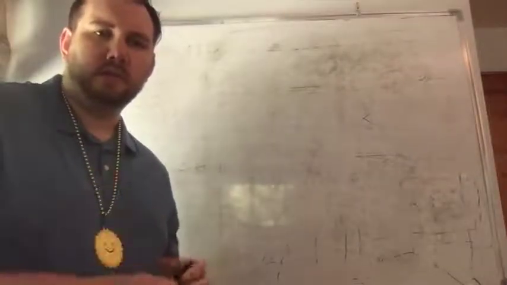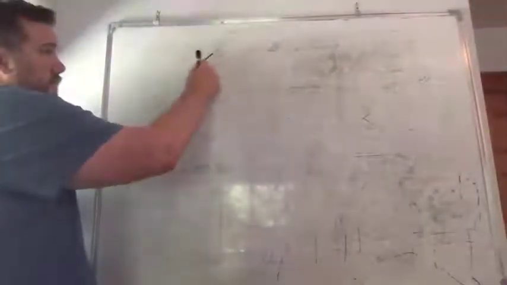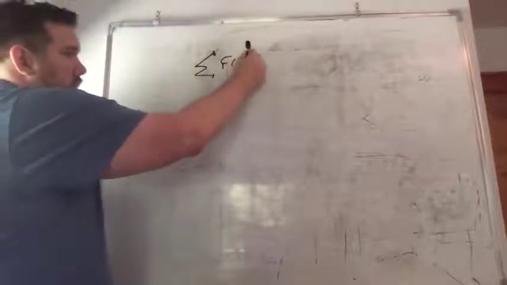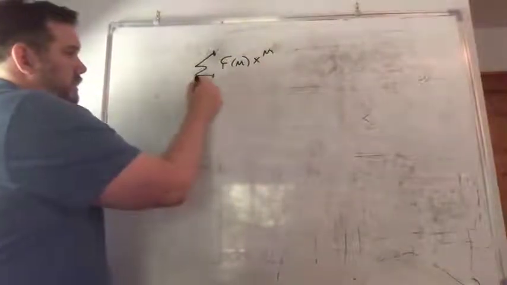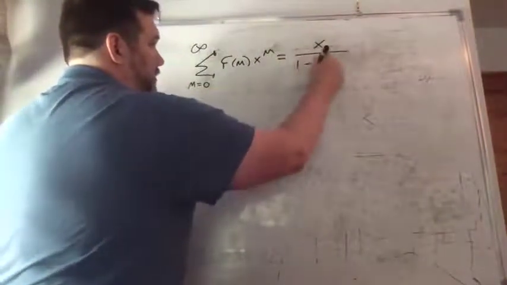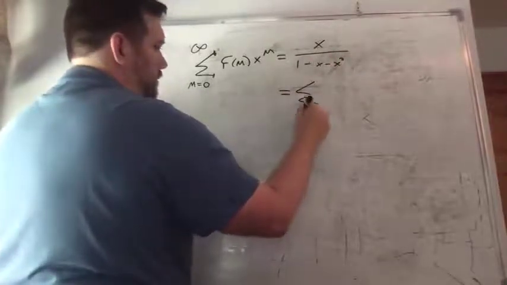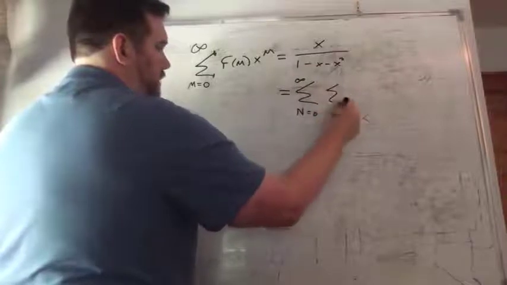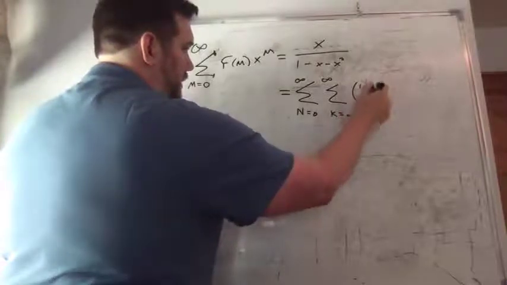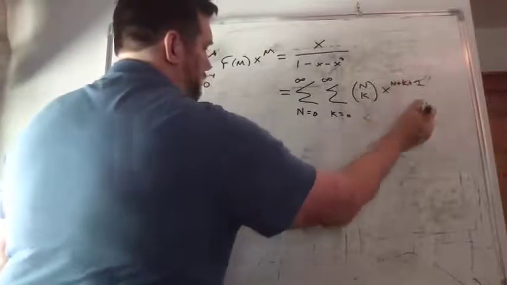Welcome back. So last time, in the previous video, we saw how we could take the generating function of the Fibonacci sequence, and we saw that there was another way that we could get to it using x over 1 minus x squared, which we saw was also equal to the sum from n equals 0 to infinity, sum from k equals 0 to infinity, n choose k, x to the n plus k plus 1.